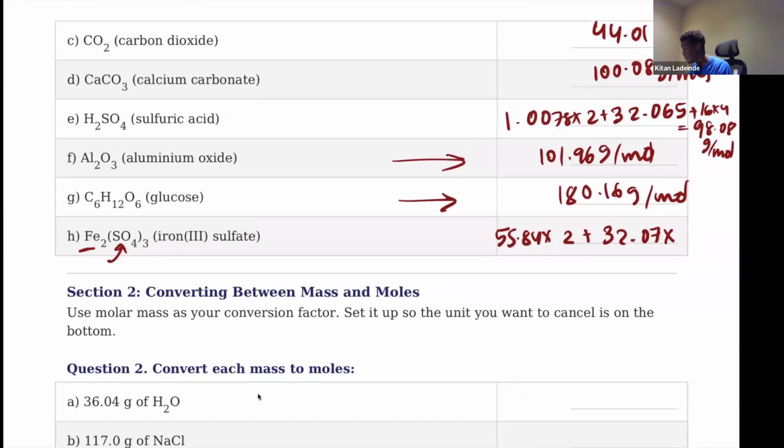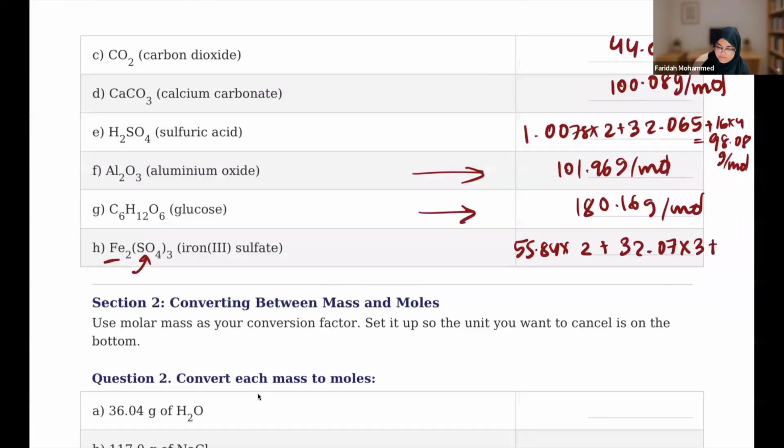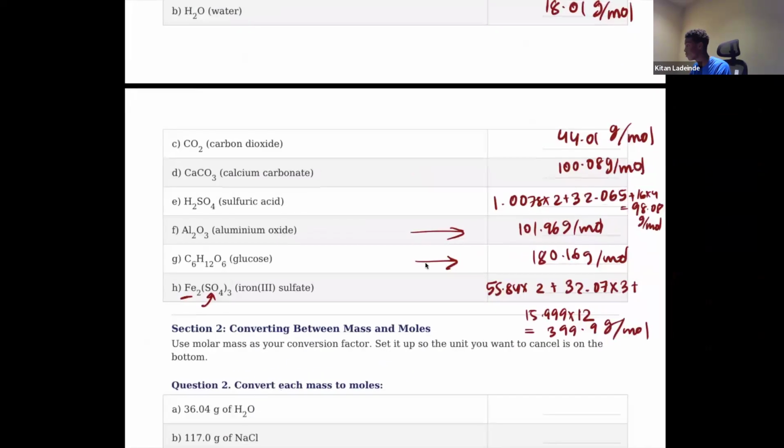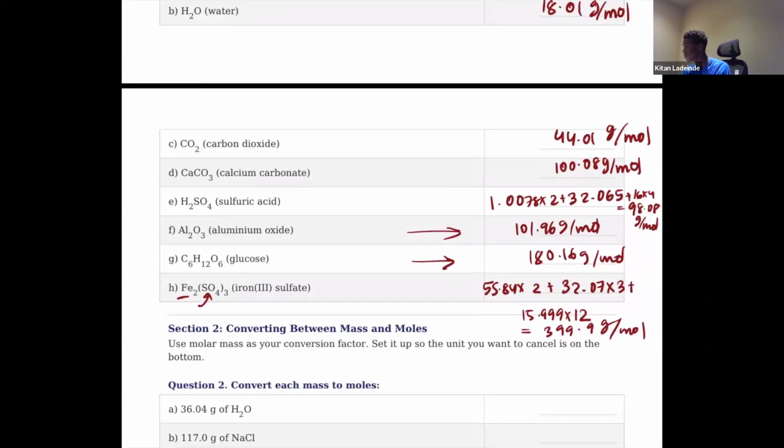So how many sulfur? 3. 3 plus 15.99 times 12. Good. Okay, and then find your numbers. It would be around 399.9 grams per mole. Any question? Any question? No? Okay, good.